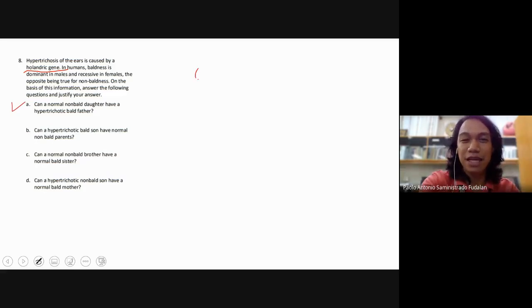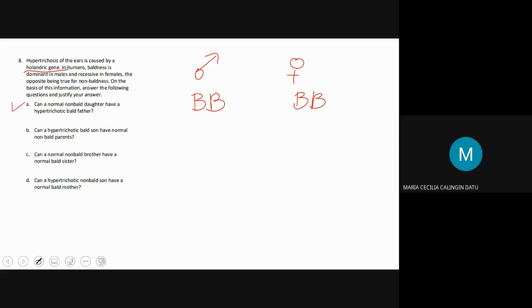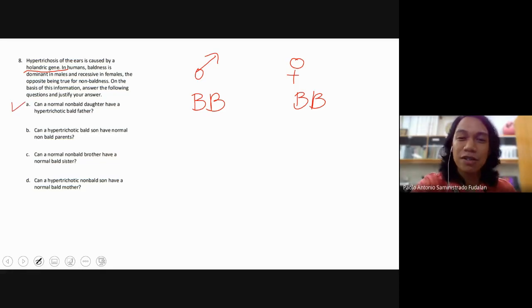In humans, baldness is dominant in males. So you might have a male and then a female. In terms of baldness, guys, baldness is dominant in males and recessive in females. Meaning to say, let's have a simple symbol for baldness. We can have a big B for males, okay? And then a big B here, for example, for females. Will the male here be bald or not? Yes, bald, sir. Bald, okay. So this one's bald.